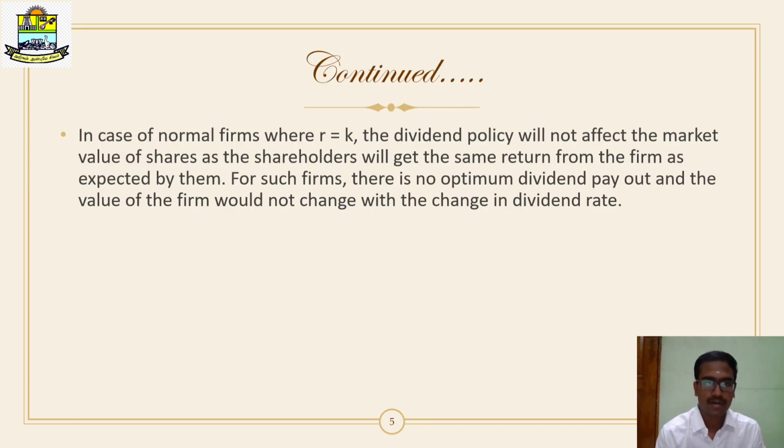There is also another case. This is the normal firm. Previously we talked about the growth firm and the declining firm. In the normal firm, R is equal to K, the rate of return is equal to the cost of capital. The dividend policy will not affect the market value of shares, as the shareholders will get the same return from the firm as expected by them. For such a firm, there is no optimum dividend payout, and the value of the firm would not change with a change in the dividend rate.